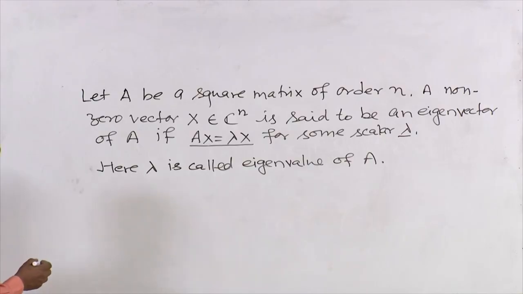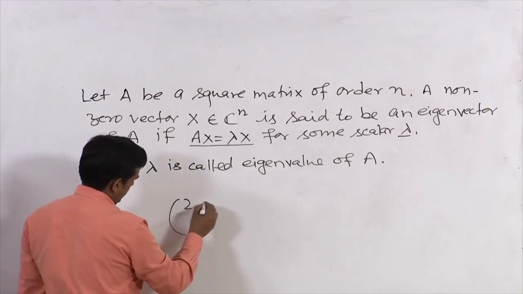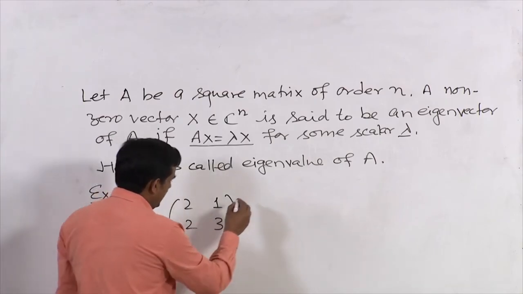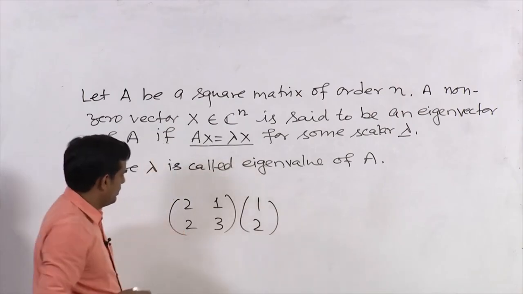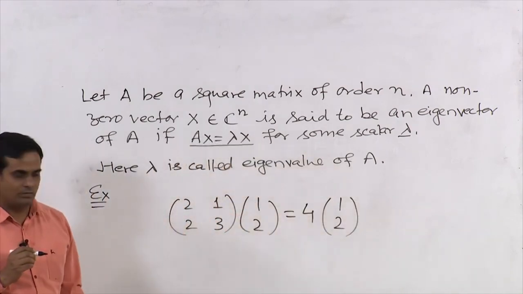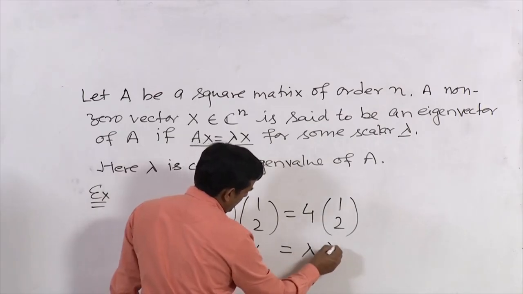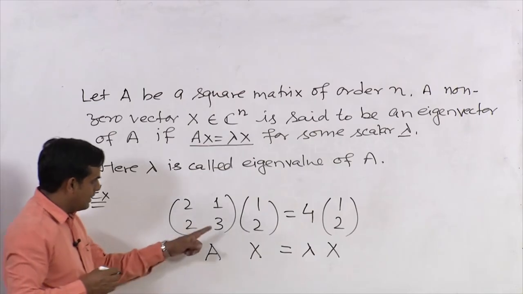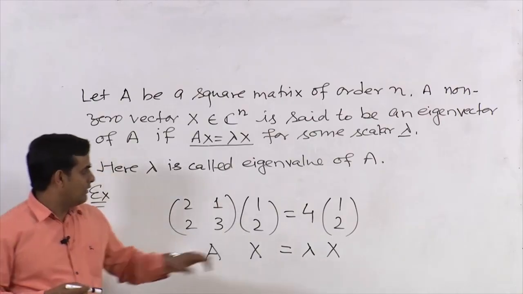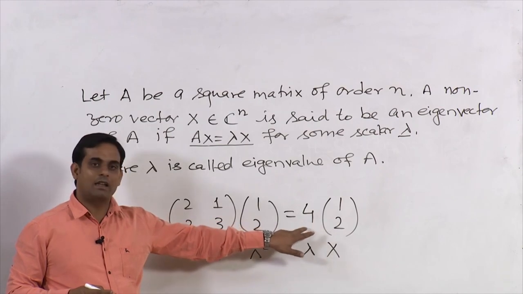For example, take a 2 by 2 matrix A = (2, 1; 2, 3). So if I take a vector, let us say (1, 2), then A times (1, 2) I can write as 4 times (1, 2). So this is my matrix A, this is the eigenvector x, and this equals lambda times x. So it means this particular vector (1, 2) is an eigenvector of this matrix A, and 4 is an eigenvalue of A, and this eigenvector (1, 2) is an eigenvector corresponding to eigenvalue 4.